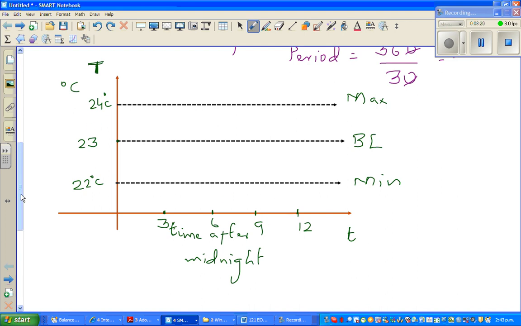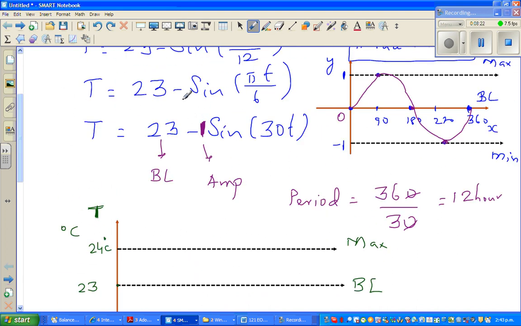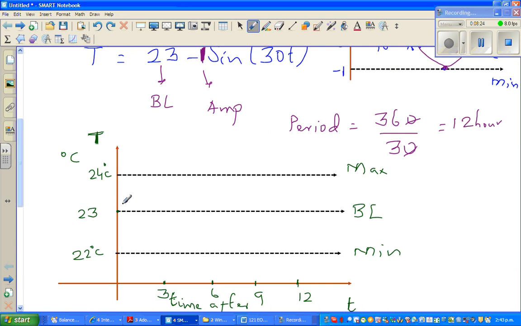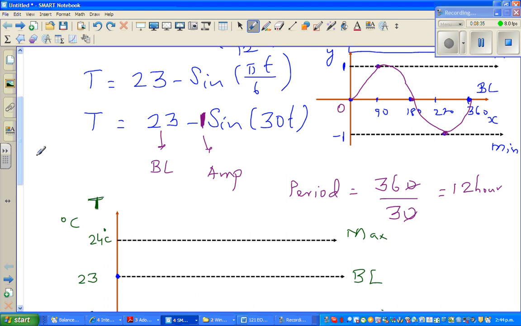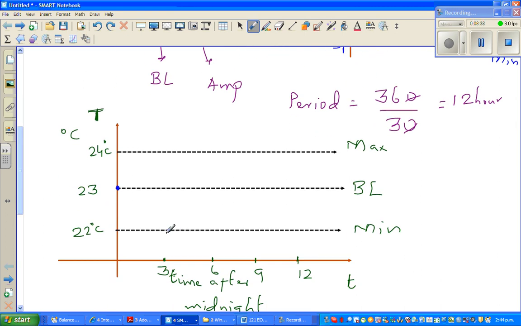Okay, now this is a negative sine graph. So sine always starts at your baseline. Blue would do. As it's minus sine, instead of going to maximum, it'll go to minimum. It's very easy to remember. So from the baseline, it'll go to the minimum, then it'll hit the baseline, then maximum, and then the baseline.